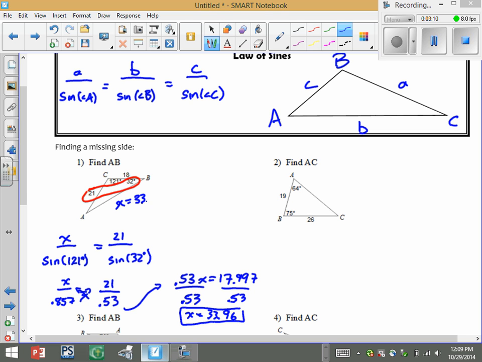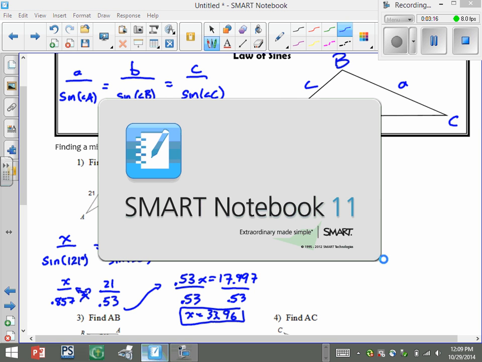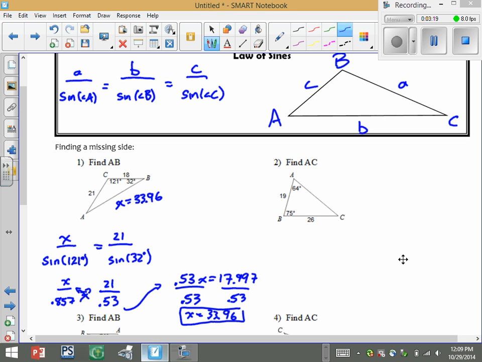That side of the triangle is 33.96. We look back at the other two sides of the triangle, 18 and 21, so 33 fits very well with those two.